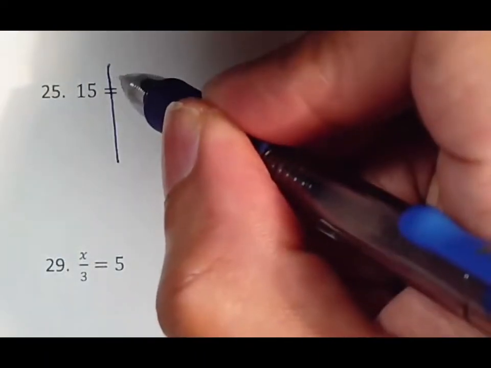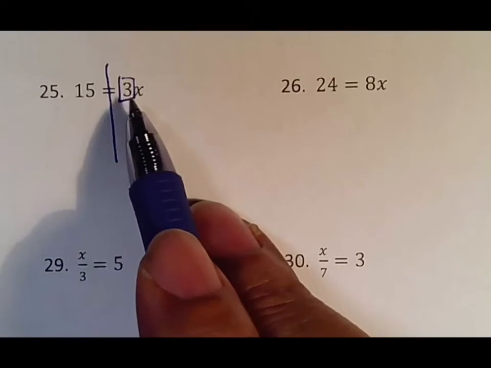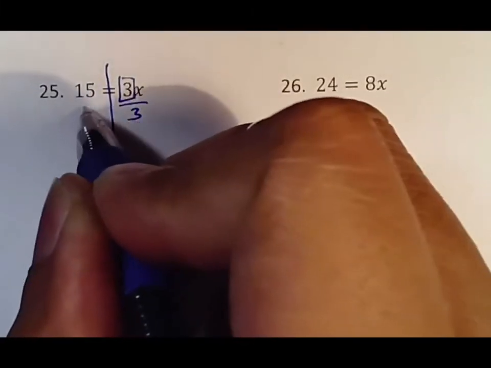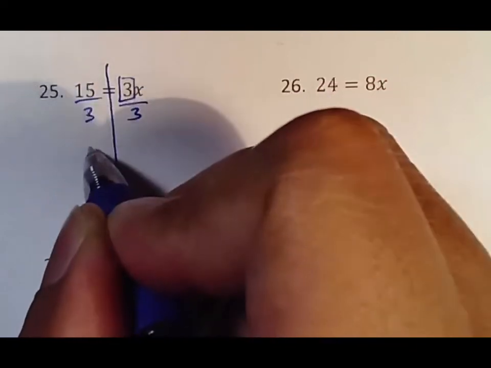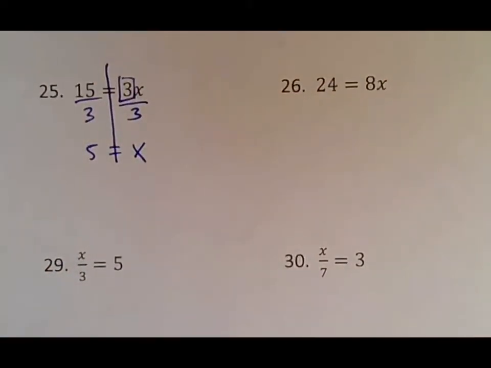Second off, x is over here with 3, and the 3 is what has to go. Well, that 3, as I'm focusing on, because that's what needs to go, is being multiplied by x. So I will divide by 3 and divide by 3. 15 divided by 3 is 5. X comes down, and that is all.